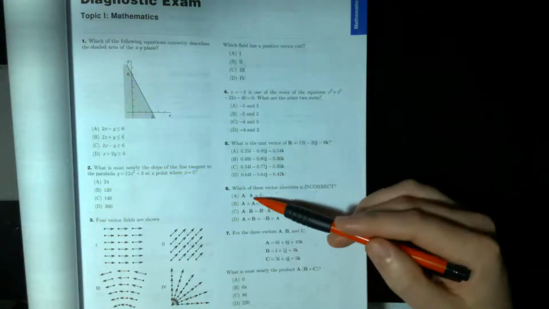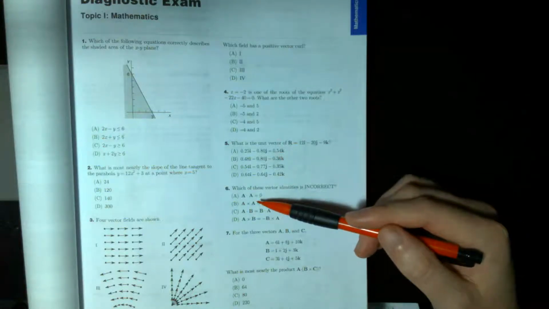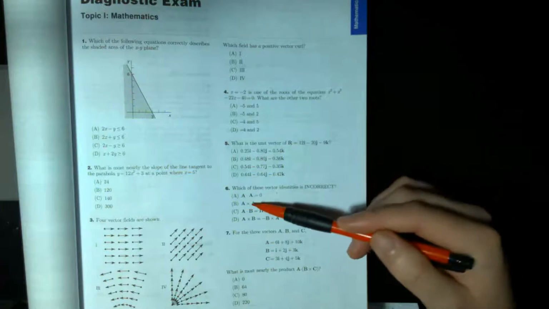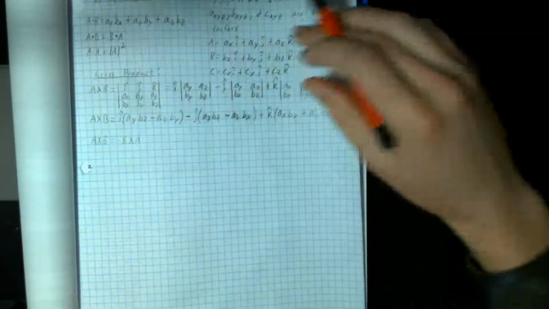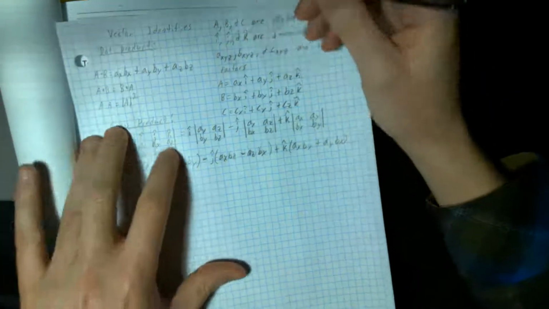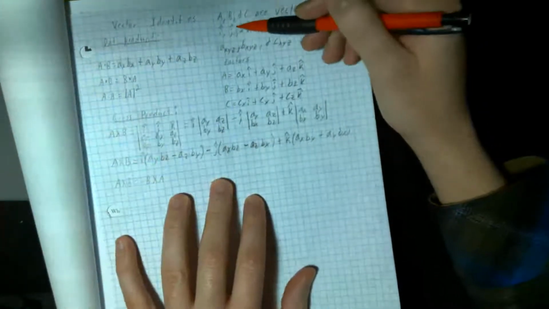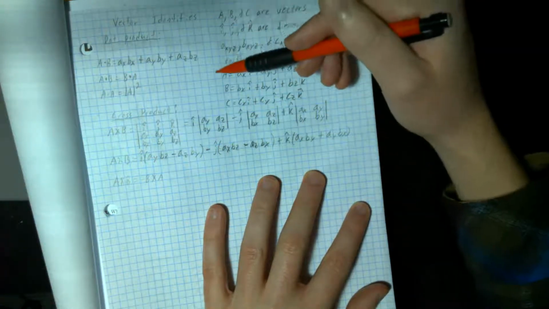A, B, C, and D here show different identities related to the dot product and the cross product. Cross product represented by the X, dot product by the dot. So what is that? If you're not familiar with any of that stuff, this is what I've got here to try to break it down. It's just an explanation of the notation, this section here.